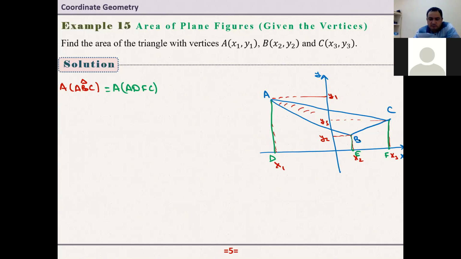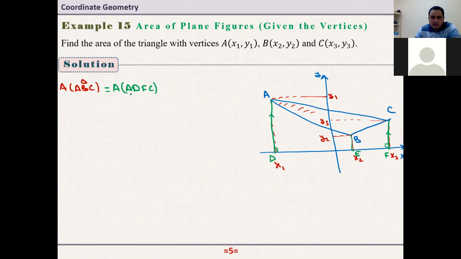What is a trapezium? It's a special quadrilateral with a pair of parallel sides. So these sides are parallel, that's vertical, and this side is parallel too. And since these are 90 degrees, that means that DF is its height, right? So from the area of this trapezium ADFC, minus the area of this smaller trapezium ADEB, minus the area of the trapezium BEFC, it gives us the area of this triangle, right?